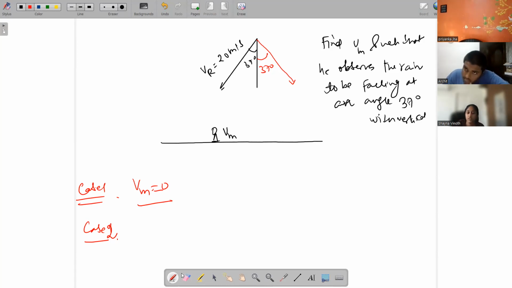So 20. Oh, yes. So 24 meter per second. Correct.